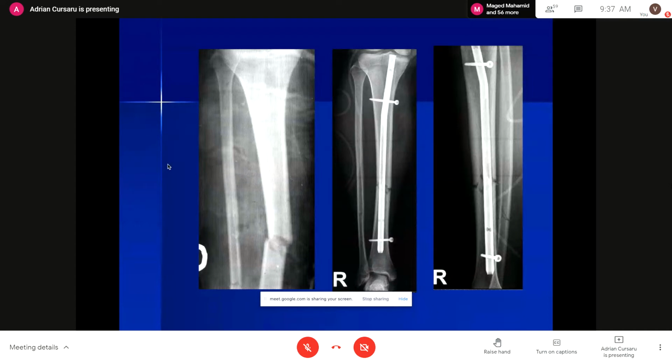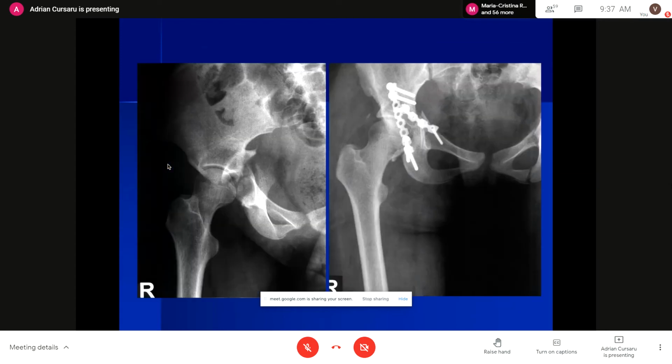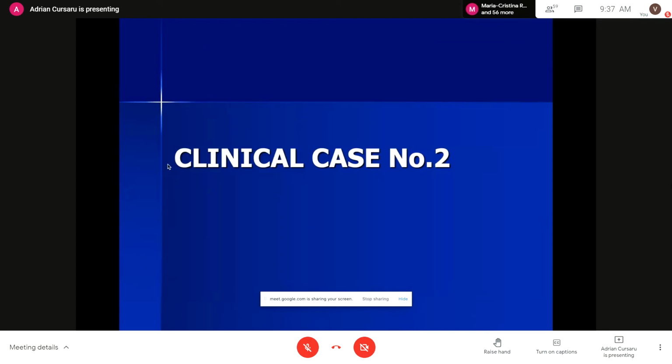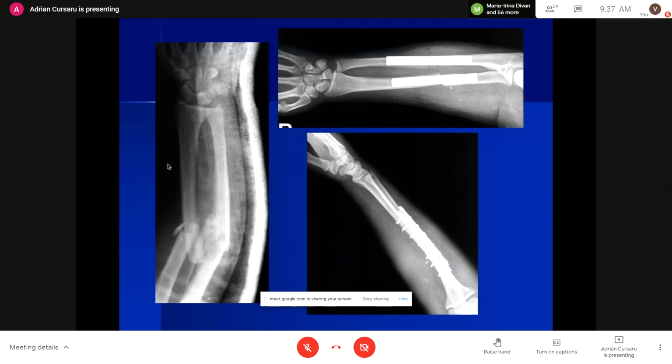In polytrauma patients, in polyfractured patients, you have to think about all the types of complications, all the types of local complications or distance complications, since other organs could be affected in our trauma. Another case of fracture.